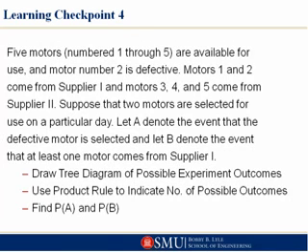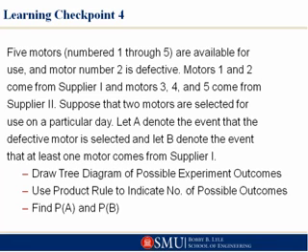Another Learning Checkpoint, another example to work through. 5 motors numbered 1 through 5 are available for use. Motor number 2 is defective. Motors 1 and 2 come from supplier 1, and motors 3, 4, and 5 come from supplier 2. Suppose that 2 motors are selected for use on a particular day. Let A denote the event that the defective motor is selected, and let B denote the event that at least one motor comes from supplier 1.